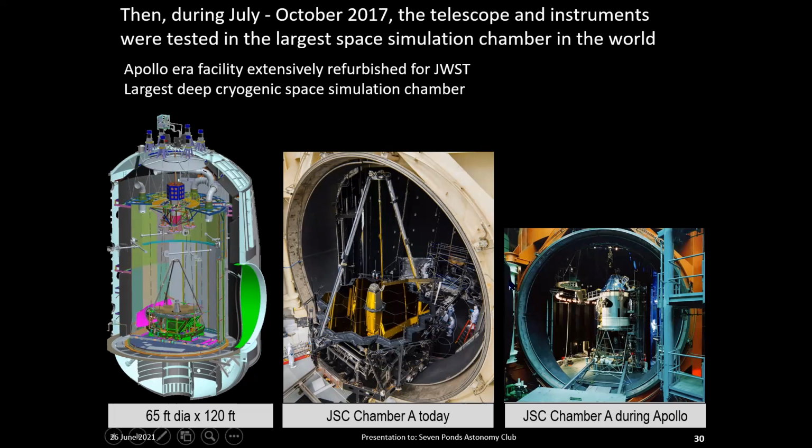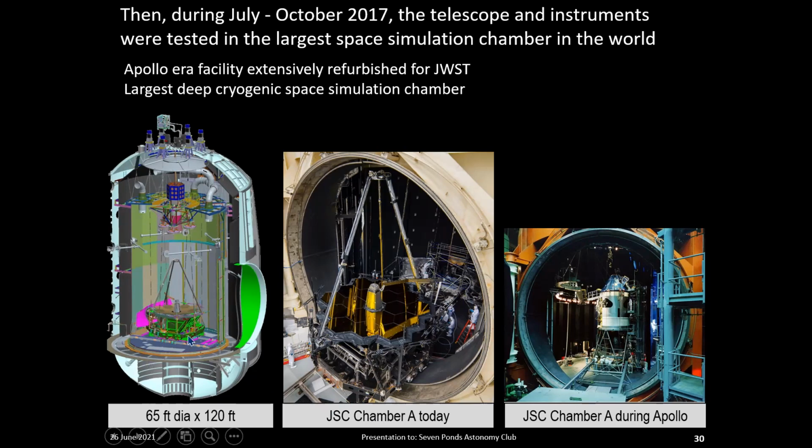To do this test, we had to use the largest cryogenic space simulation chamber in the world. It's called Chamber A at Johnson Space Flight Center, and it was designed and built for NASA's Apollo program. This is an image looking through the door of Chamber A, and you can see the Apollo spacecraft and the command module in there. We had to bring this chamber out of mothballs and refurbish it for the JWST. And we were able to roll the JWST into that chamber on rails, so big is the door of the chamber.